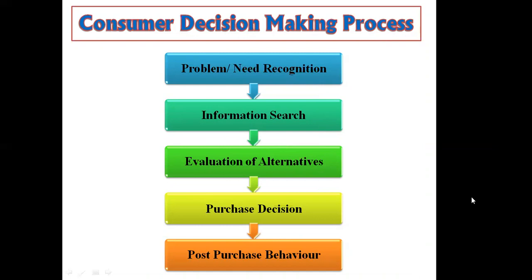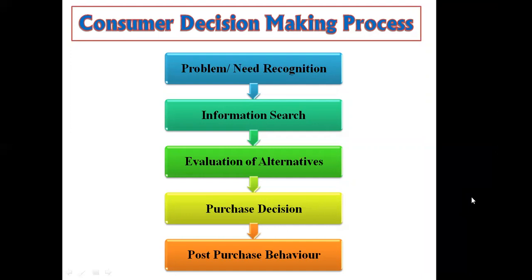The first stage is problem or need recognition. This problem or need occurs when there is a difference between the ideal stage needs and the actual stage needs of the consumer. Actual stage needs are already met while the ideal stage needs are yet to be satisfied. This desire to fulfill these ideal stage needs initiates the consumer buying process.